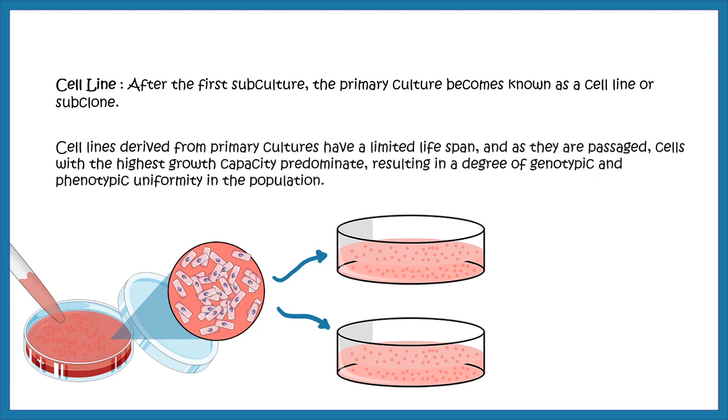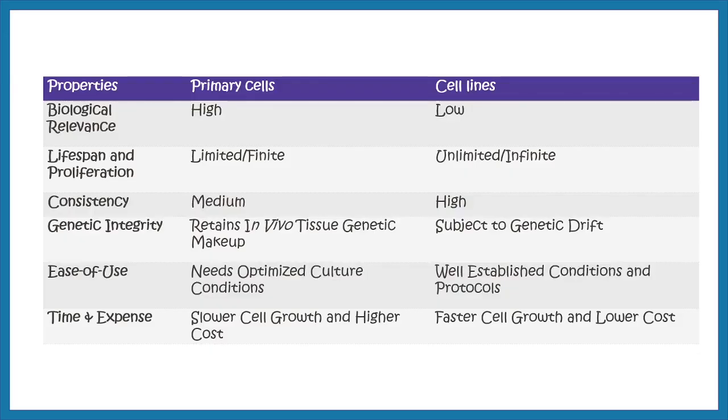Now, a cell line which is derived from a primary culture has a limited lifespan, and as they are passaged, the cells which have the highest capacity of growth predominate the culture. So this results in a high degree of genotypic and phenotypic similarity or uniformity in this cultured cell population. So let us quickly compare the properties of primary cells versus cell lines.